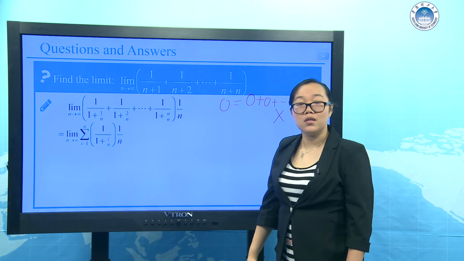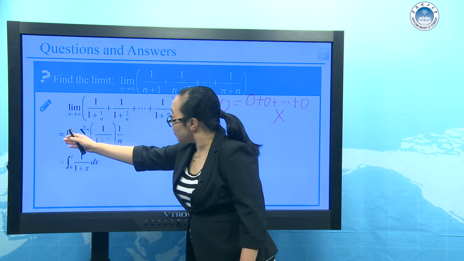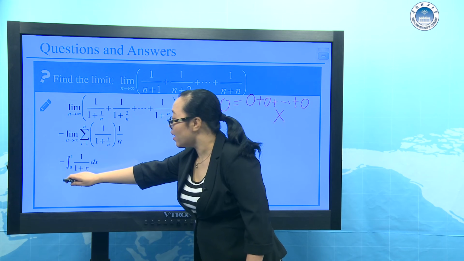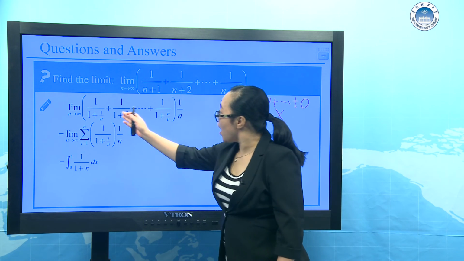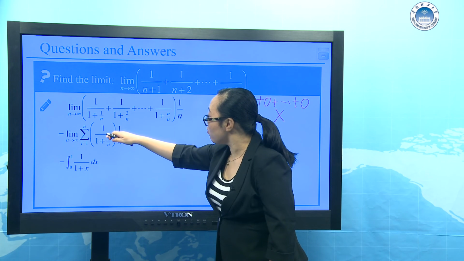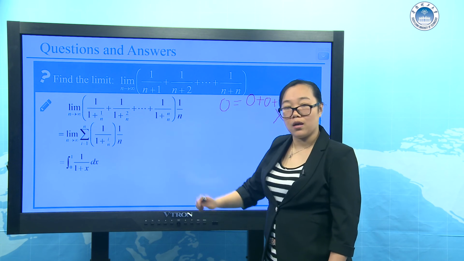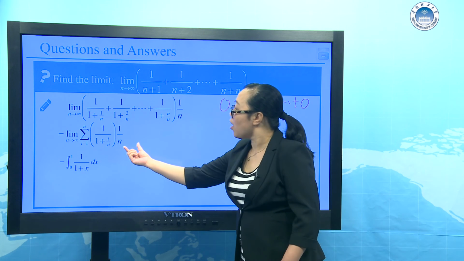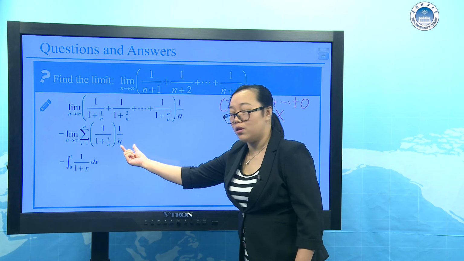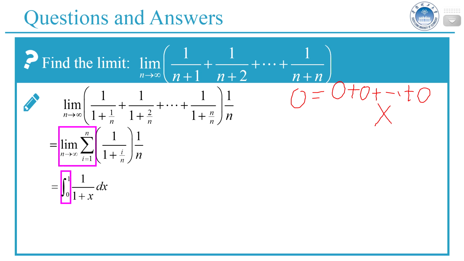The xi means 1 over n. So we can write it: the limit summation becomes the definite integral. How about f of xi? f of xi means our f(x), 1 over 1 plus xi. This means 1 over 1 plus x. 1 over n means our interval distance. We can write the integral variable, so write it dx. So pay attention: the limit summation corresponds to the definite integral.